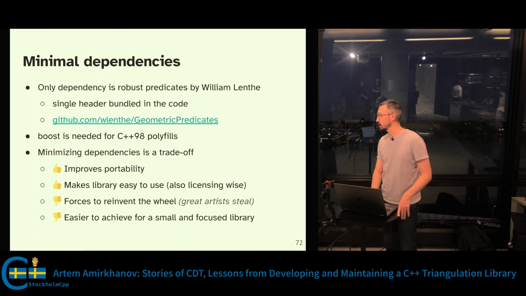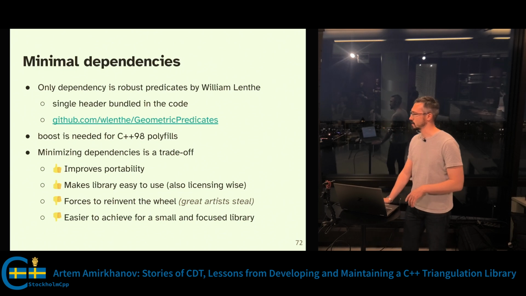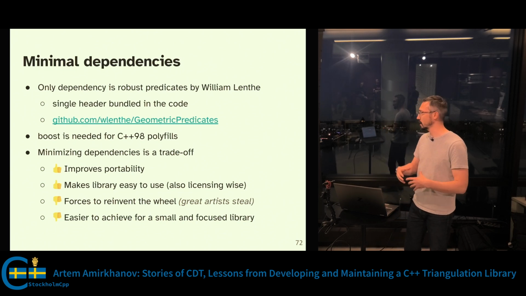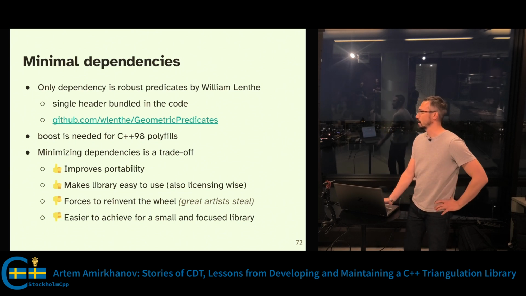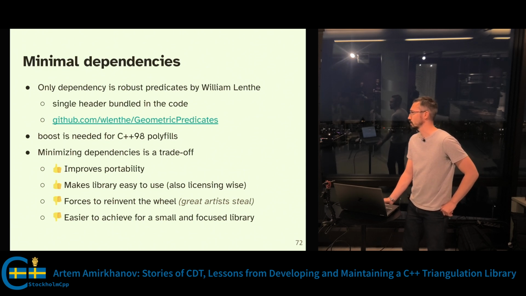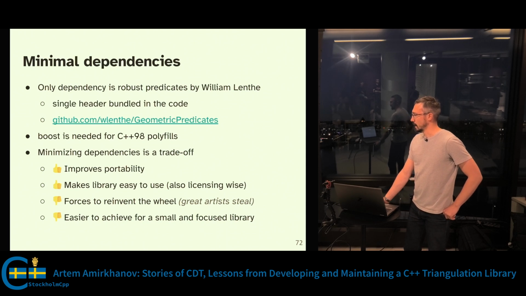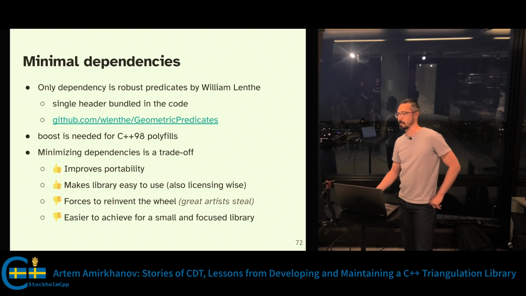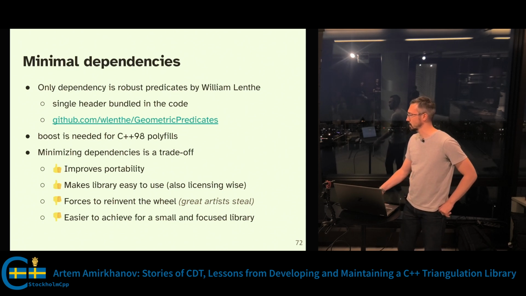And that brings us to the next slide. So the library has minimal dependency. The only dependency that's embedded by default is robust predicates. It's quite advanced bit level magic, so I didn't write it myself. I took one that was readily available. It's a single header bundled in the code, and it's great. Only if you need C++98 compatibility, you need Boost as a dependency for all this glorious polyfill code.